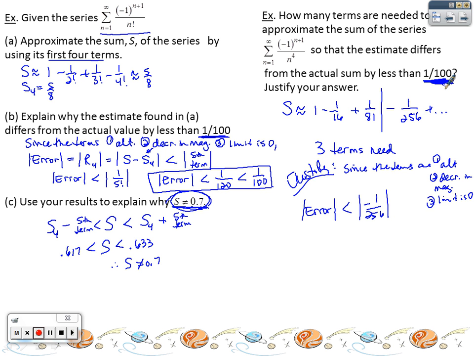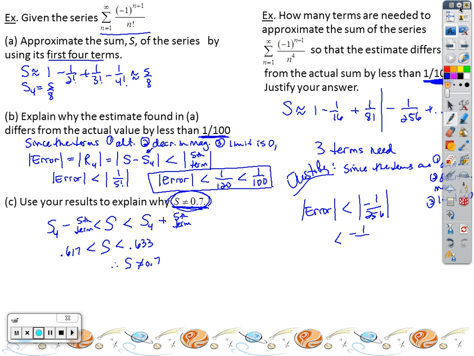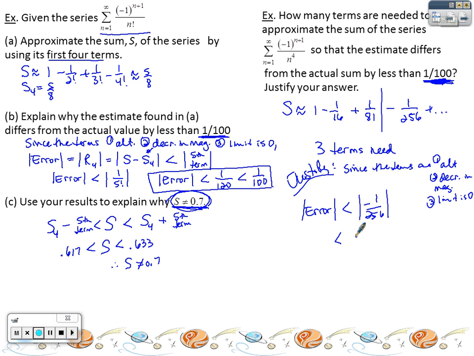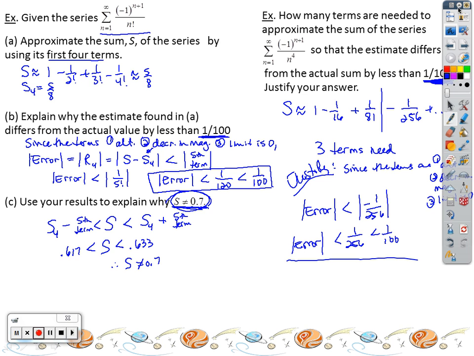So then the error is going to be less than negative 1, oops, we're taking the absolute value, so that's not going to be a negative, that's going to be a positive. So 1 over 256, which is less than 1 over 100. So our error. And that's our justification. Okay? Questions? All right.